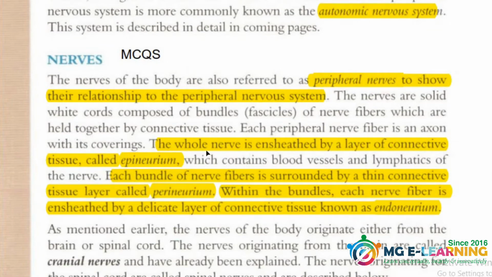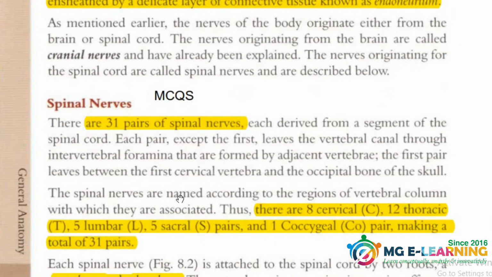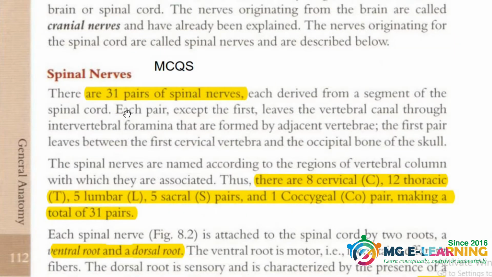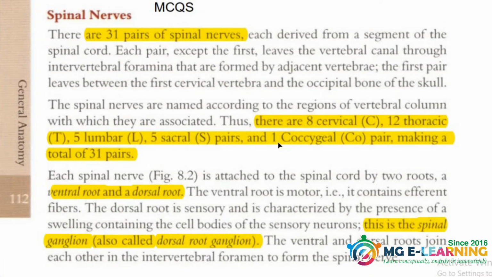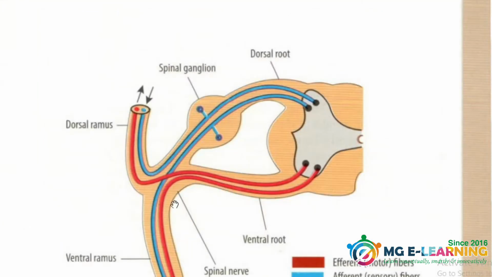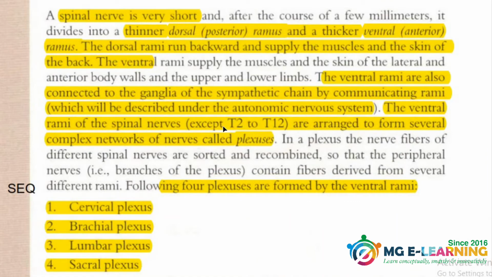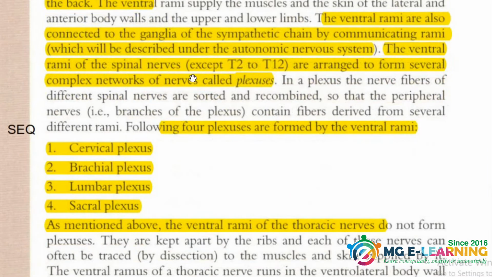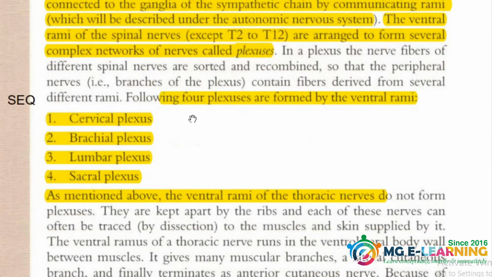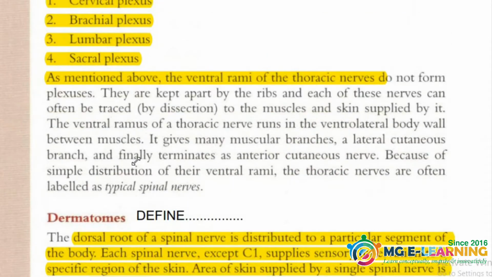Nerves. What are the different layers of the nerves? So do the structure for your MCQs. The division of the spinal nerves is important for your MCQs. This diagram is important for your SCQ. This is all important for your SCQ. This is the continuation of that diagram, with explanation along with the diagram. Now, plexuses are again important. You need to know all the names of the plexuses for your SCQ.